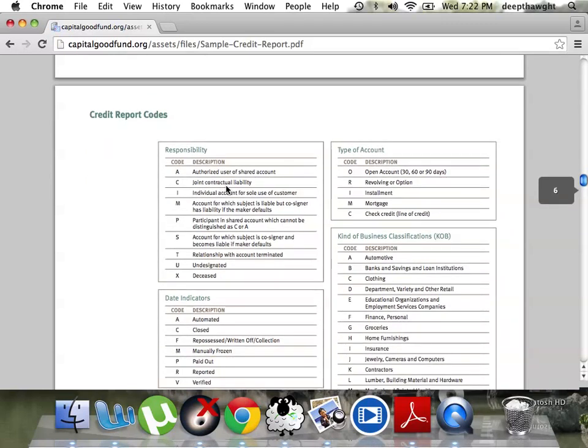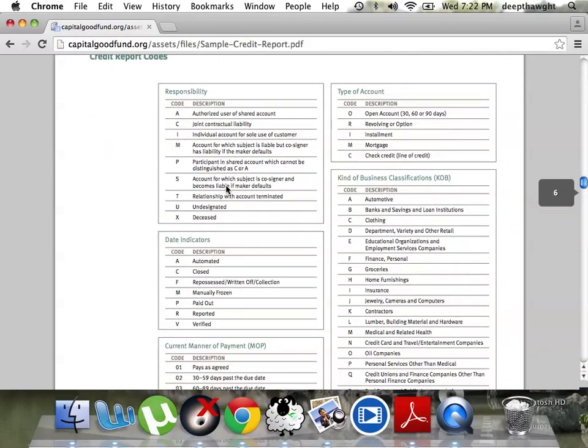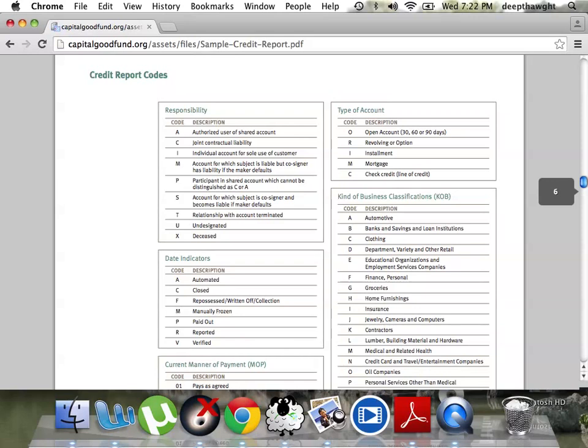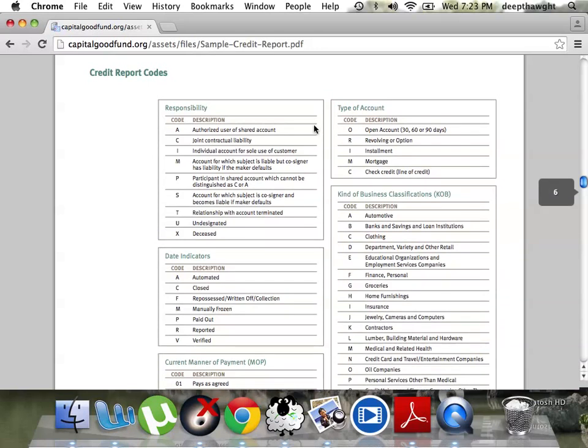Now, at the end of every credit report, there are codes. And so if you ever have any questions, they should have a cheat sheet of what the codes mean on the credit report. Like the different types of accounts we looked at. R normally stands for revolving. I stands for installment. M stands for mortgage. O is an open account. C is a check credit, line of credit account on this report.